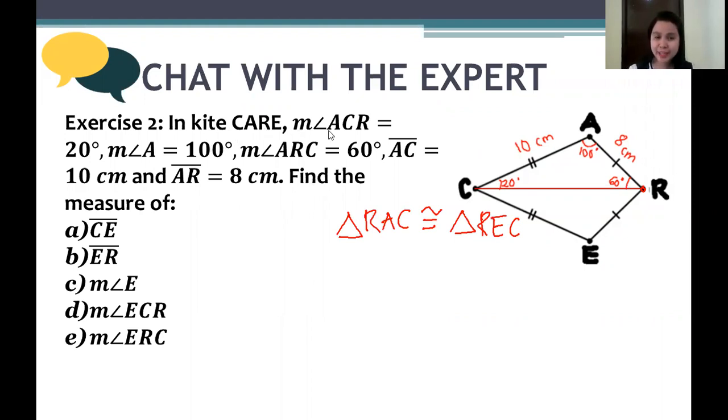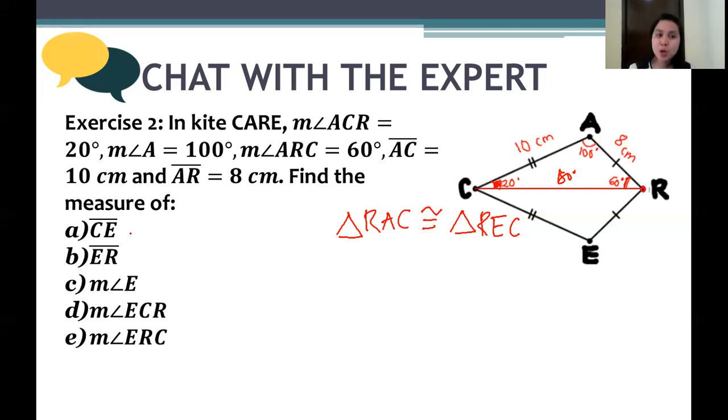In kite RACE, the measure of angle ACR, be very careful in labeling, ACR is just this one, is 20 degrees. The measure of angle A is 100 degrees. And the measure of angle ARC is 60 degrees. If you add these three, the sum is 180 degrees. AC measures 10 centimeters and AR measures 8 centimeters.